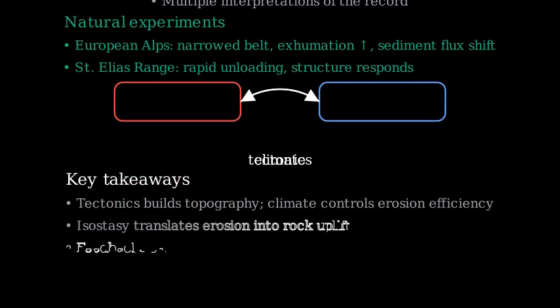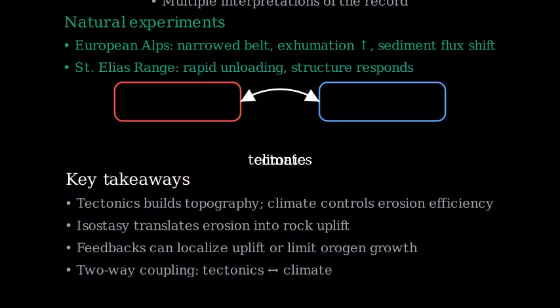The big picture: mountains are co-produced by tectonic forcing and climate-controlled erosion. Isostasy links surface removal to rock uplift, and feedbacks can push orogens towards steady states or into localized extremes. Integrating both climate and tectonics is essential to explain orogenic evolution.